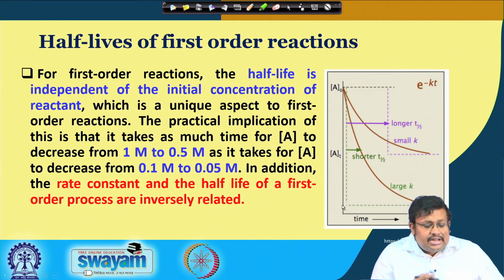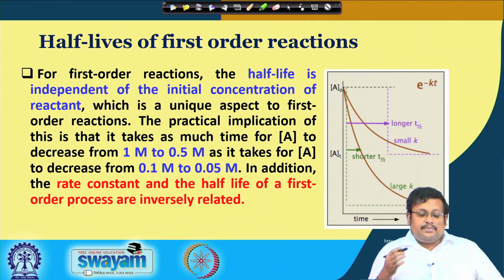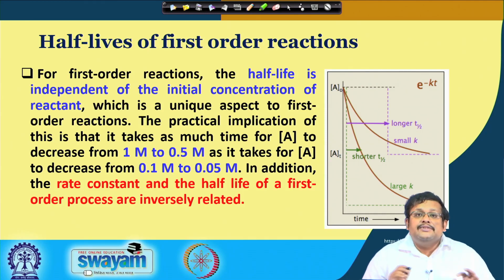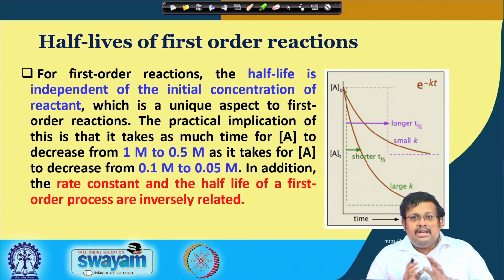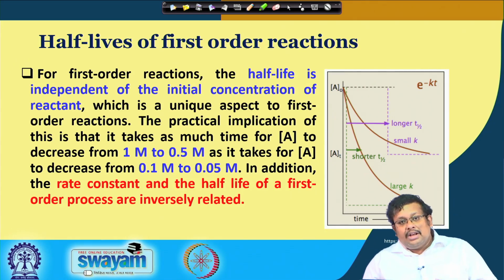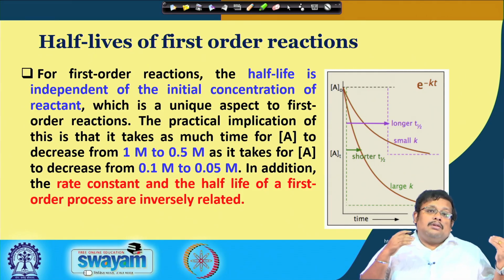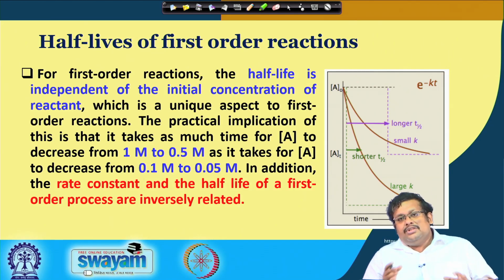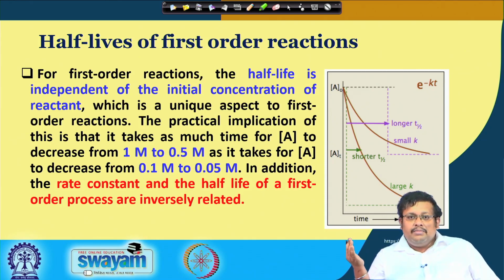Now, for the first order reaction the half life is independent of the initial concentration, as we have just seen, which is a unique aspect of first order reactions. Only in the first order reaction will you see the half life is independent of initial concentration. The practical implication of this is that it takes as much time for a reactant concentration to decrease from 1 molar to 0.5 molar as it takes from 0.1 molar to 0.05 molar. So, to become half of its initial concentration, it takes uniform time.